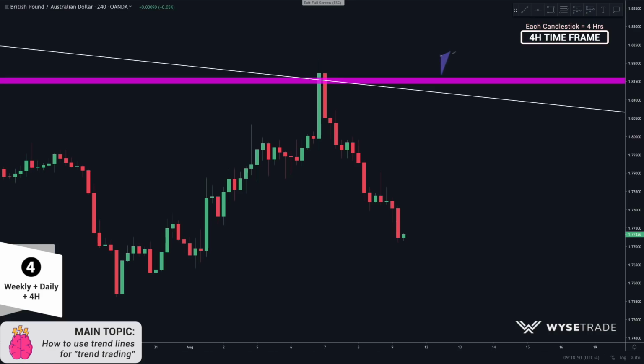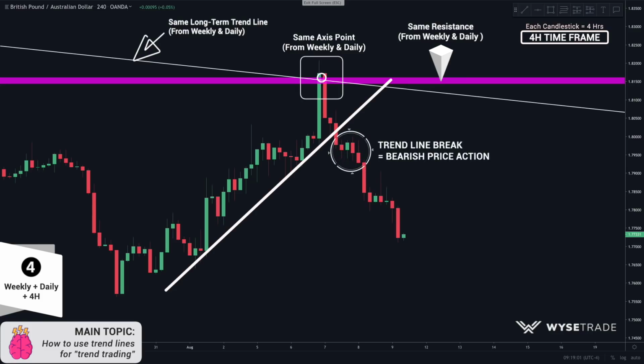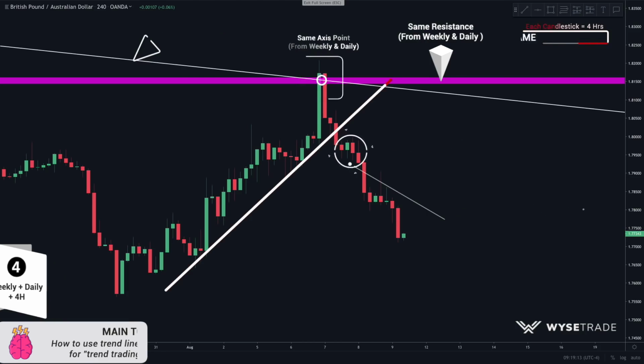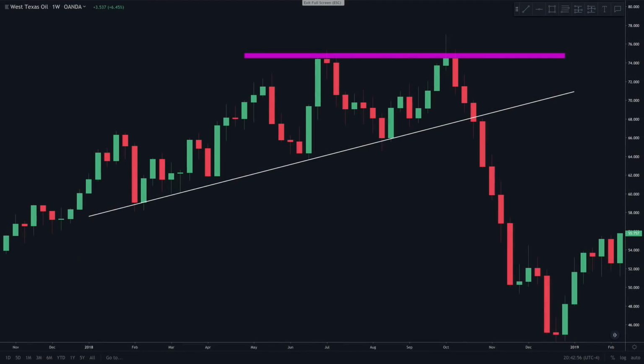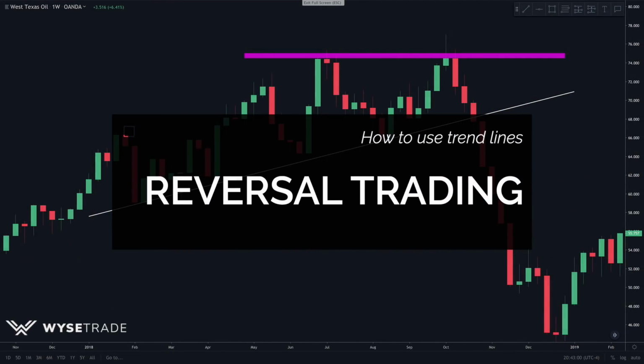Here on the 4-hour time frame, you have your weekly and daily resistance, weekly and daily trend line, and weekly and daily access point. You then have your short-term trend line here, and once price hits the access point and then breaks the short-term trend line, your short-term trend turns bearish and matches the long-term bearish downtrend. And this is when you start looking for trade entries short, as all time frames are bearish and confluent. So now that you understand how to use trend lines for trend trading, let's move on to the second way to use trend lines, which is through reversal trading.